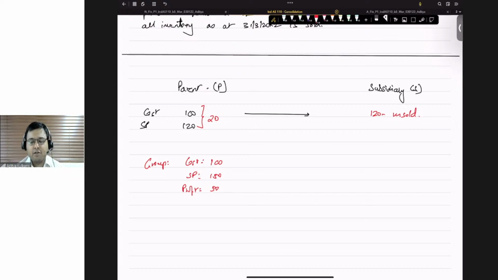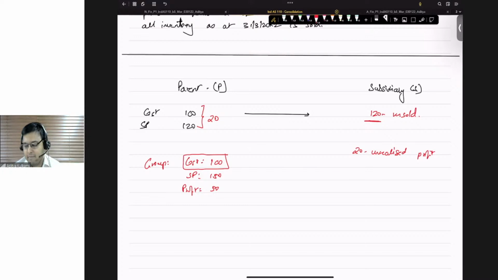But for the purpose of consolidation, if you don't do any adjustment, you will show inventory of the subsidiary as 120, when in fact the cost to the group is rupees 100. So this we call 20 rupees unrealized profit. We call this unrealized profit. You will have to eliminate this unrealized profit.